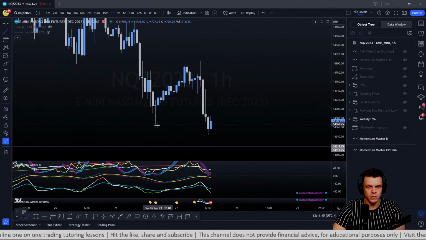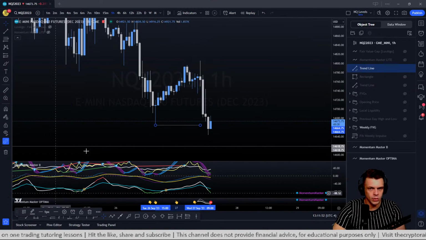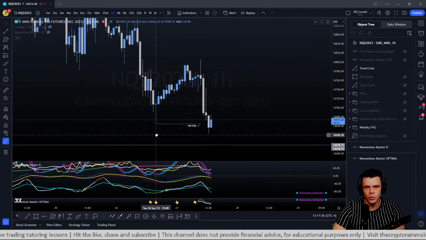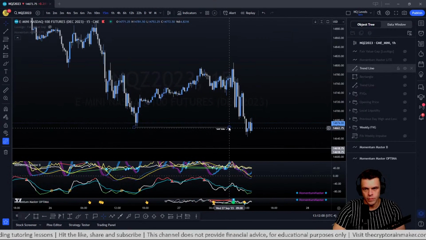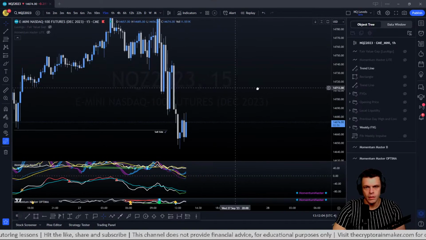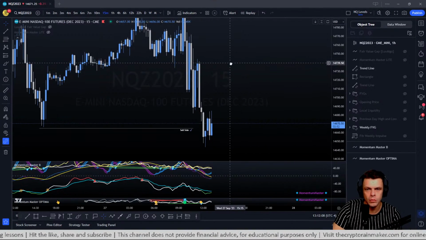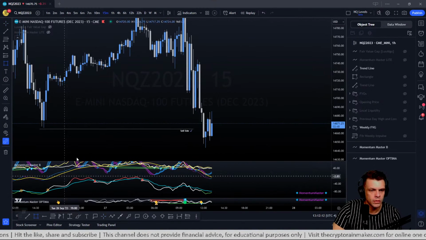Okay, so just on a smaller time frame, we took the sell side liquidity, which was the ultimate target for the silver bullet setup from this morning. Okay, so we took sell side, so it is likely we could see a little bit of a move back to this area.